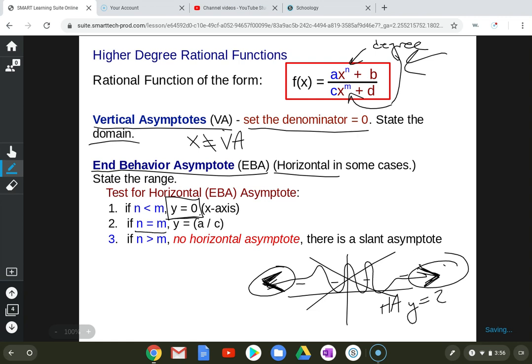If the degrees are the same, you divide the leading coefficients. So your horizontal asymptote is y equals a over c, if the degrees are the same. If the degree of the top is bigger, there is no horizontal asymptote. Now, there will be a slant asymptote, but we are not going to calculate those. Just know that there is no horizontal asymptote if the top degree is bigger.